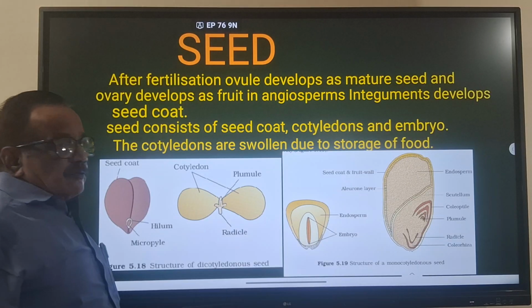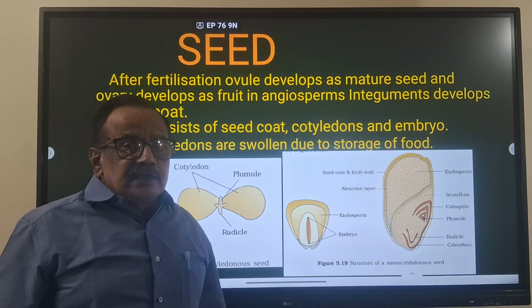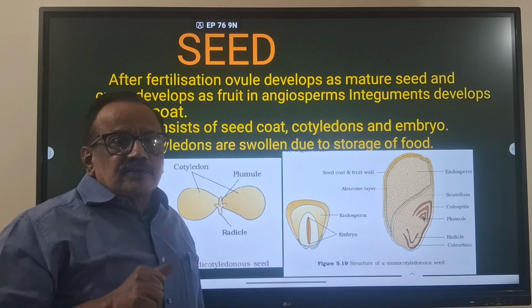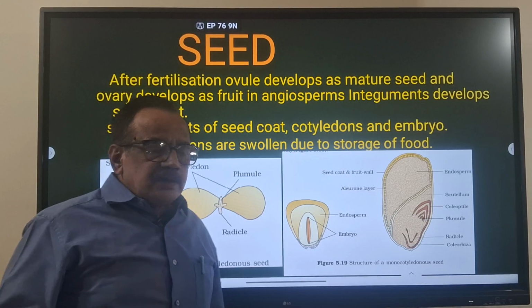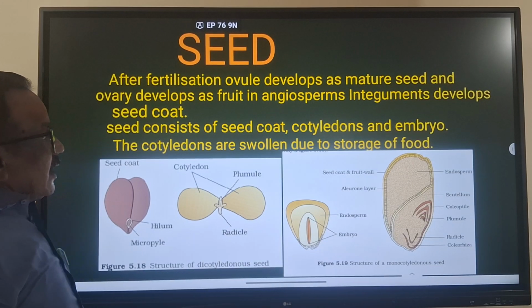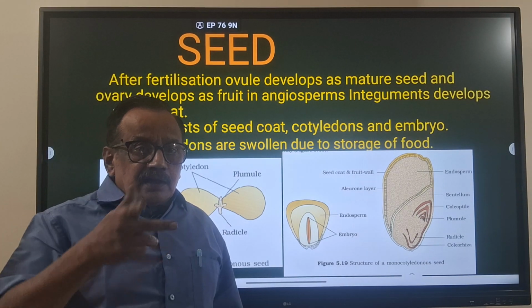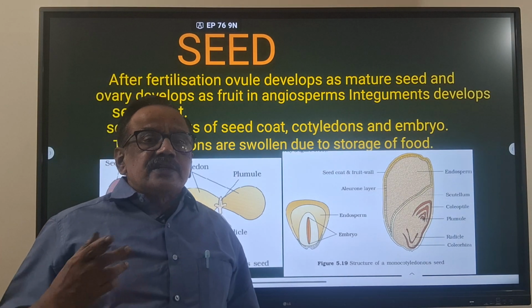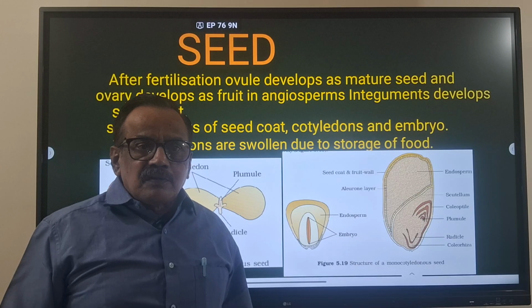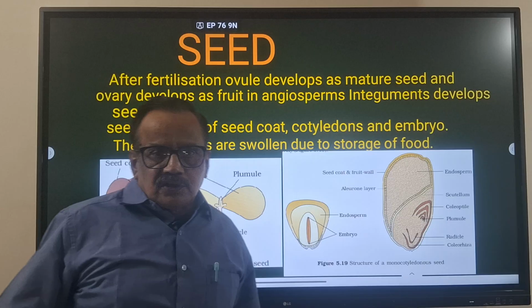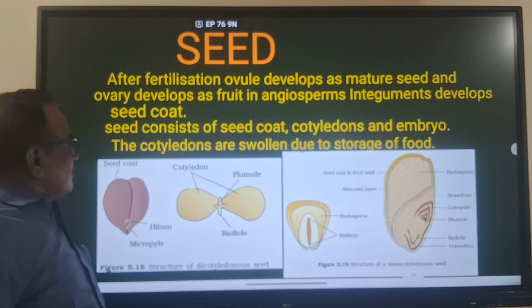Ovary develops as fruit. Fruit formation is an important main characteristic of the angiosperms also. That is also an important point. And next, the integuments, whatever are present around the ovule, will become the seed coat. This is also an important one, because the seed coat will protect the seed for thousands of years also. That also will come in this video.